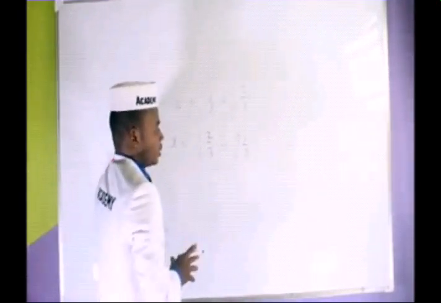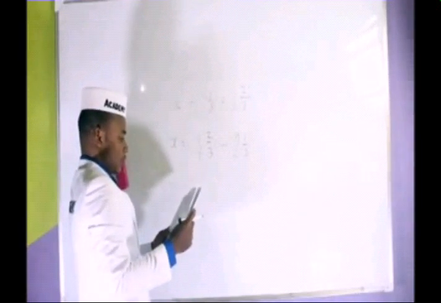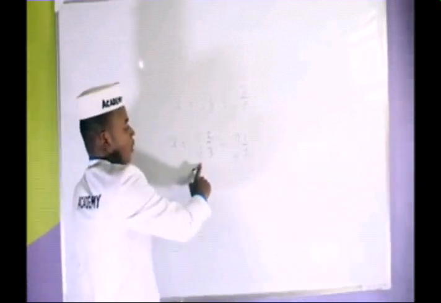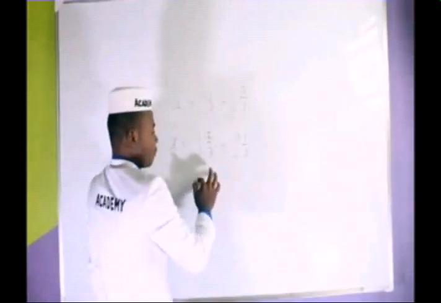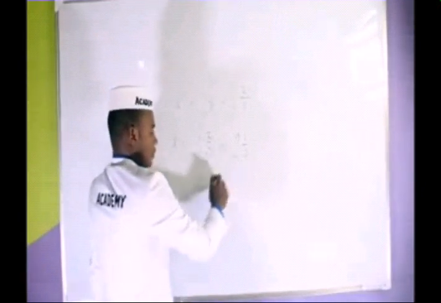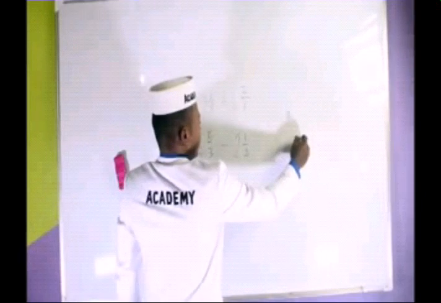Now, we're going to do the subtraction. Then, subtraction: 4 minus 2 is going to give us 2. Now, we have to look for the LCM of these denominators. LCM of 3 and 8.